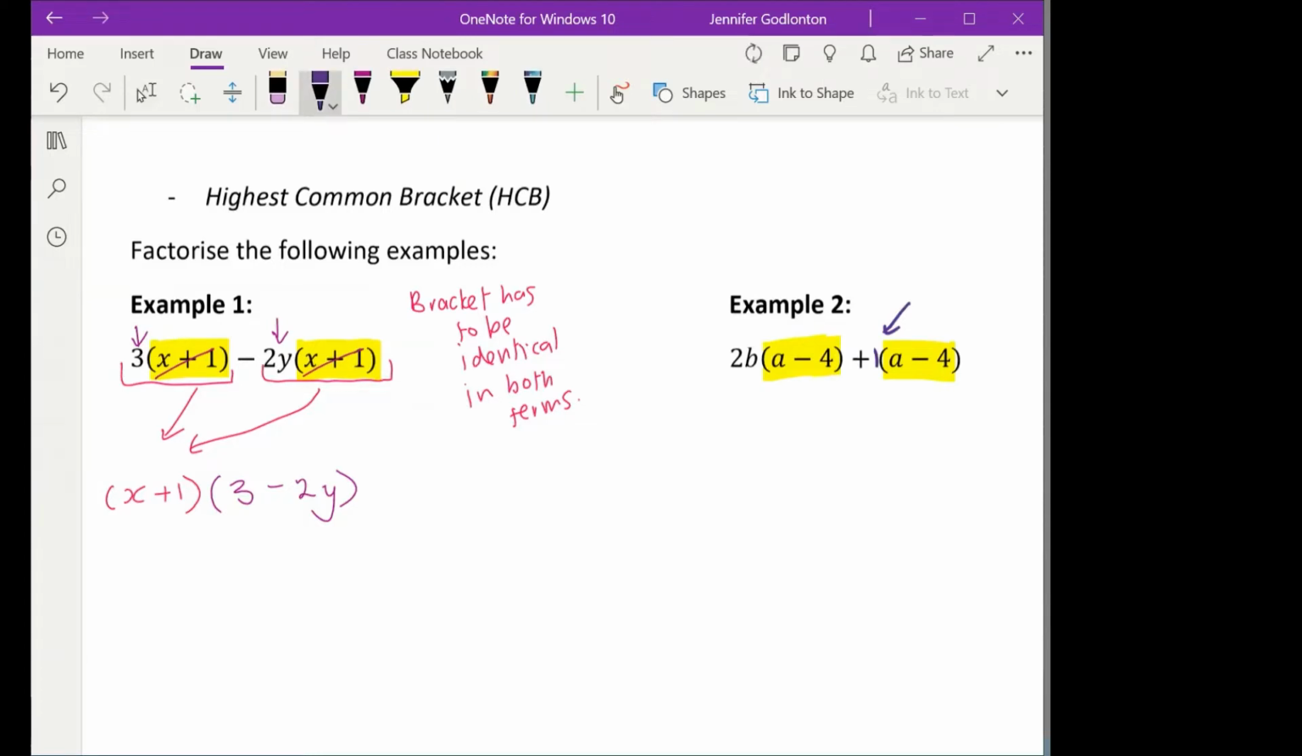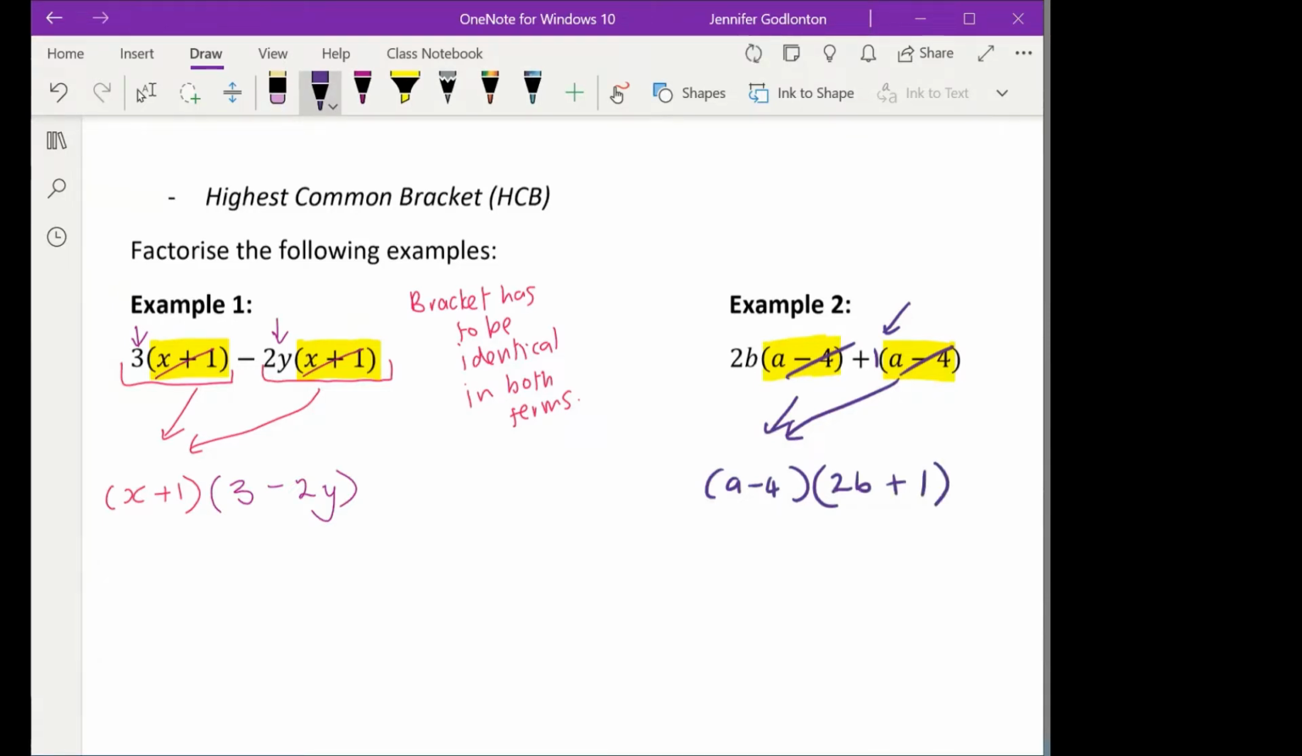And then we're going to do exactly the same thing. We take out our common bracket that's the same in both, so we take out our a minus 4. And then we cross them off. Sorry, guys, my pen's having a bit of a temper tantrum today. We cross them off and see what we're left with. We're left with a 2b plus 1, and that would be our final answer here.